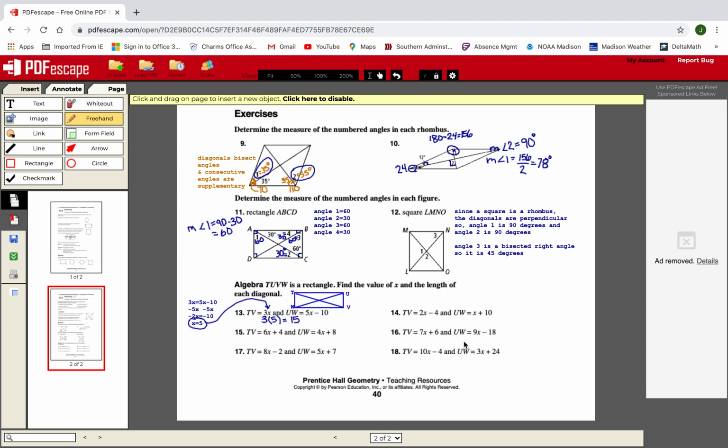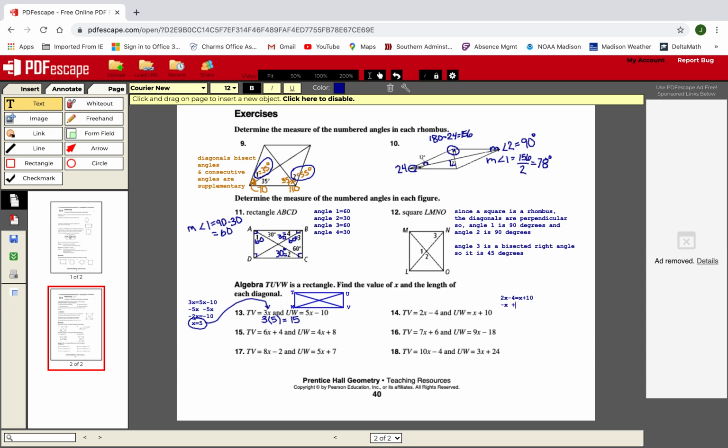Okay? So 14, same exact situation. And it's going to be true on 15, 16, 17, and 18 also. Okay, so for 14, I've got 2x minus 4 equal to x plus 10. I'm going to subtract x from both sides. I'm going to do a couple steps in a row here. If I'm subtracting x from both sides, that means I'm moving my x's to the left. So I'm going to move my constants to the right and add 4 to both sides.